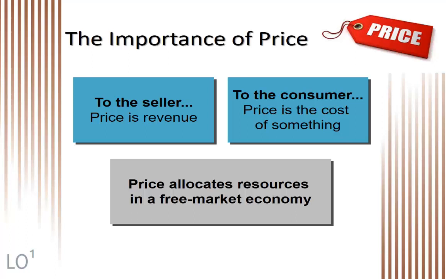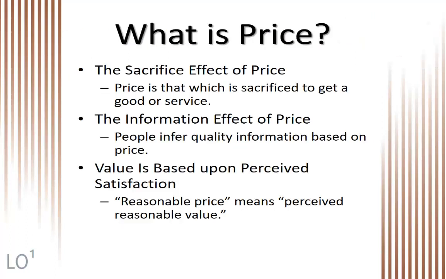Price allocates resources in a free market economy. Price is that which is given up in an exchange to acquire a good or service. Price is typically money exchanged for a good or service. However, it may include other costs such as the time lost while waiting to acquire the good or service. Consumers are interested in obtaining a reasonable price, which means a perceived reasonable value at the time of the transaction. The price paid is based on the satisfaction consumers expect to receive from a product and not necessarily the satisfaction they actually receive. Price can relate to anything with a perceived value, not just the money itself.